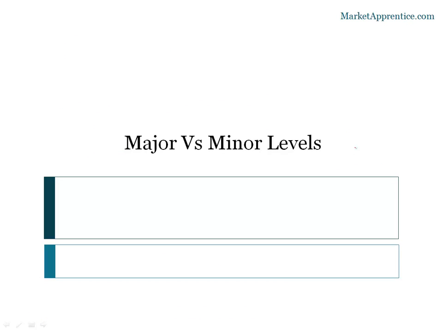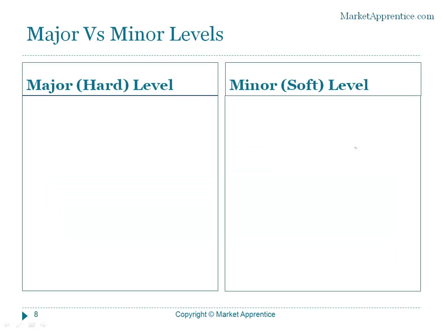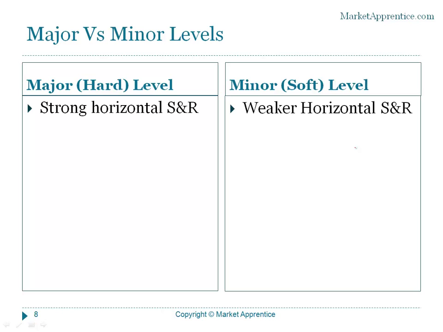Now that you understand what a horizontal support and resistance mean, we're going to break it down a little bit more. Because a horizontal support and resistance can be broken down to a major support level and a minor support level. Also, a major resistance level versus a minor resistance level. So what do I mean by major or minor levels? Major, a hard level, is a strong horizontal support and resistance, whereas a minor is a weaker horizontal support resistance.